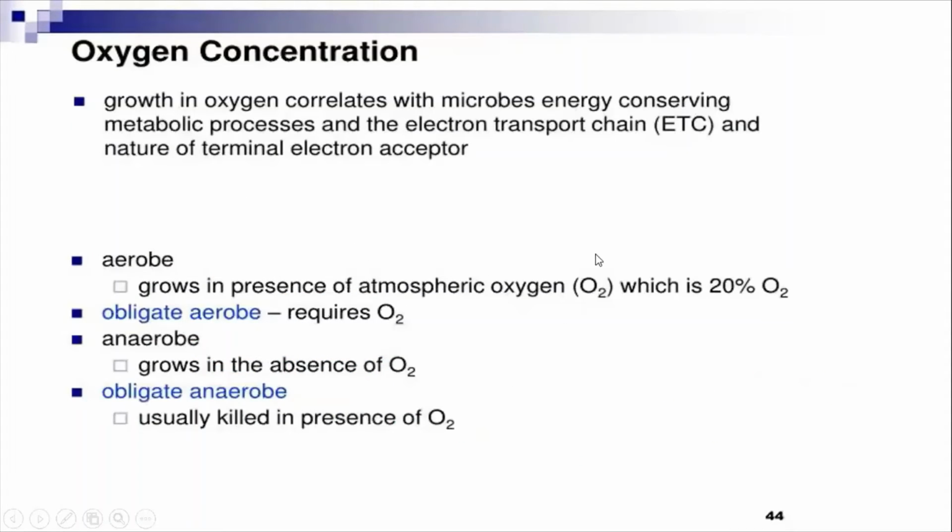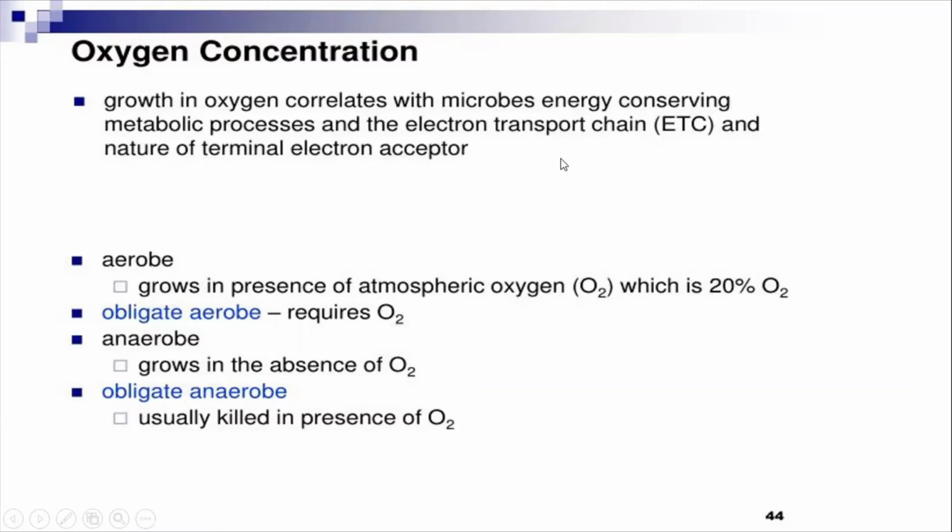Coming to the oxygen concentration. Here, based on the oxygen, you have the anaerobes, aerobes, then facultative, obligate. So all these kinds of categories we have. Why is oxygen required? Because it is required in the metabolic process, and at the ETC it is the final electron acceptor. That's what we say, terminal, meaning final electron acceptor, which results in the formation of water.